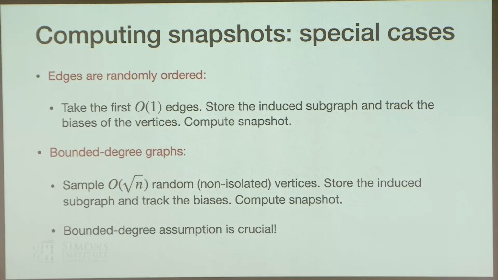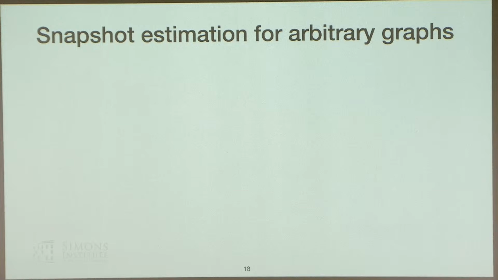But the bounded degree assumption is really crucial here. Let's say I have a star graph, where one vertex is connected to order n vertices. When I sample square root of n random vertices, with high probability they are going to be the outer vertices and not the center vertex. There's not even an induced subgraph, so you get absolutely no information about what your graph is. So for this simple algorithm to work, you really need the bounded degree assumption. Now I'll show you what we actually do for more general graphs to compute these snapshots.